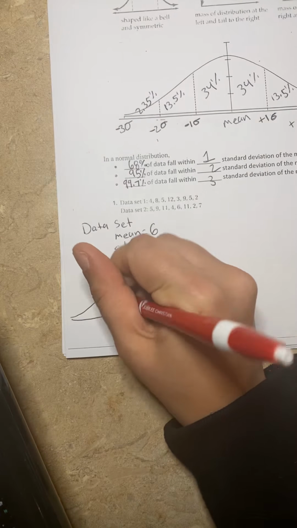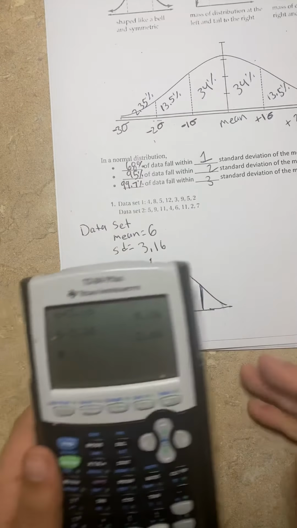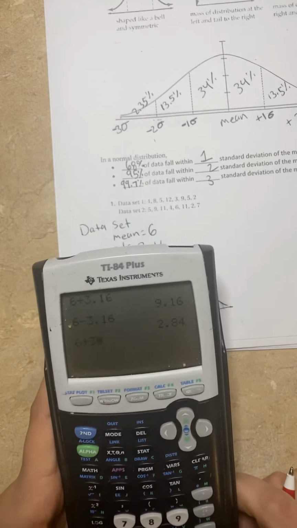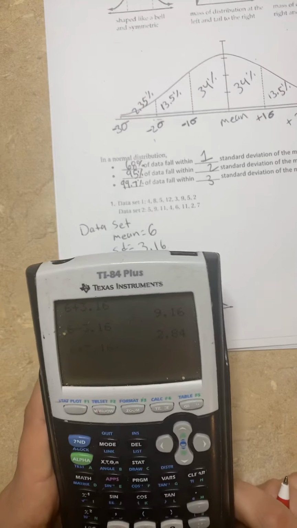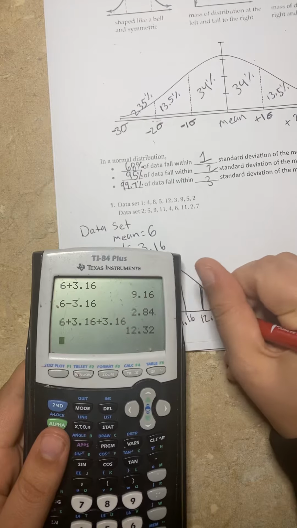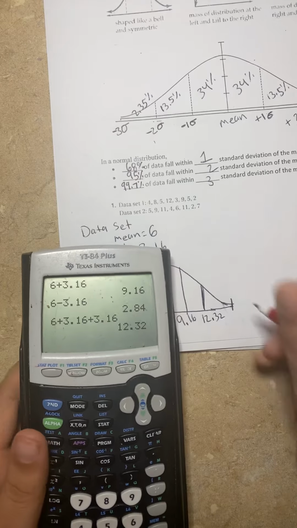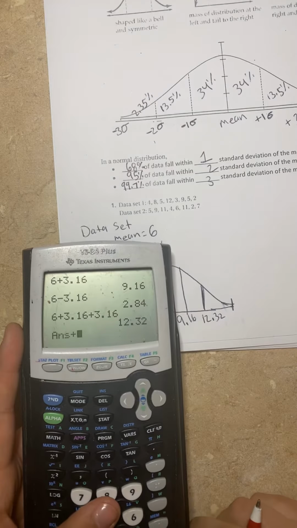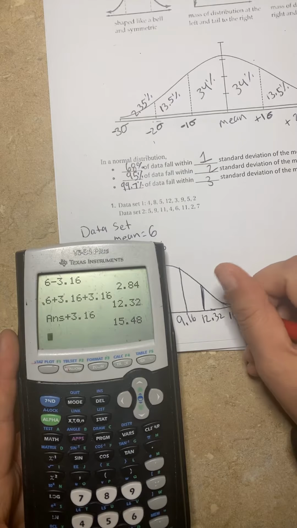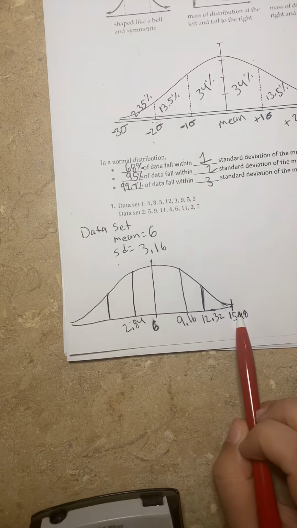And then our second standard deviation means we're going to add that 3.16 and subtract it twice. So I'm going to do 6 plus 3.16 plus 3.16 again to give me that this is 12.32. And then if I want to go ahead and fill out that last column, I can just add 3.16 again to get that my final answer over here will be 15.48. So that's 1, 2, 3 standard deviations away.